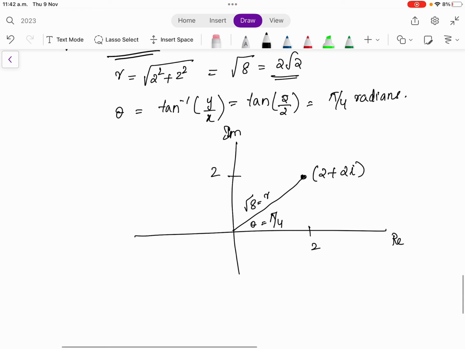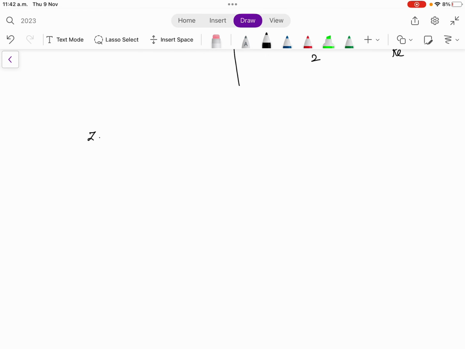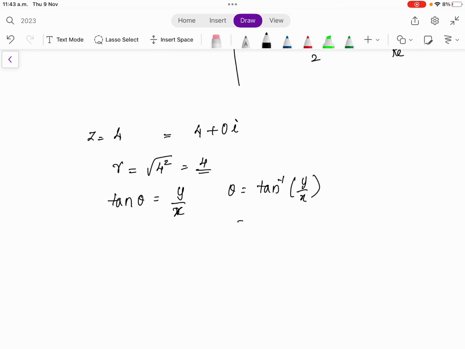Okay, we'll do one more question here. z is equal to 4. When you have a number like this, it actually means 4 plus 0i. You have to always remember that. So in this case, r will be equal to square root of 4 square, which is equal to 4, and the argument theta is equal to tan inverse y over x, that is equal to tan inverse 0 over 4, which is equal to 0. This is also in radians.